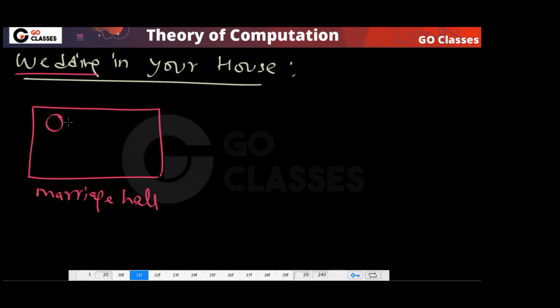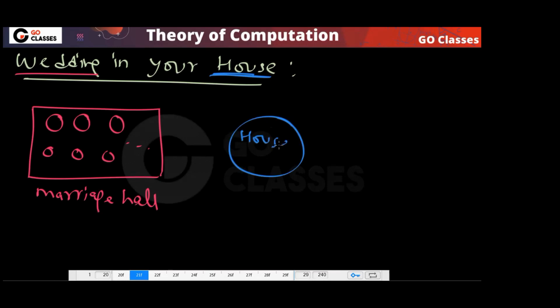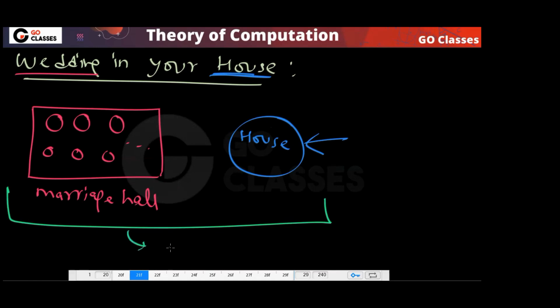In this marriage hall, some states, some rooms are there. So these are the rooms in this marriage hall. And you can notice, what is the initial state? The initial state is your house. You can put some people in the initial state, means in your house. And there are some other states. So in total, how many states do you have in this marriage hall? Let's assume n minus 1 states. So these are the number of states. Correct?